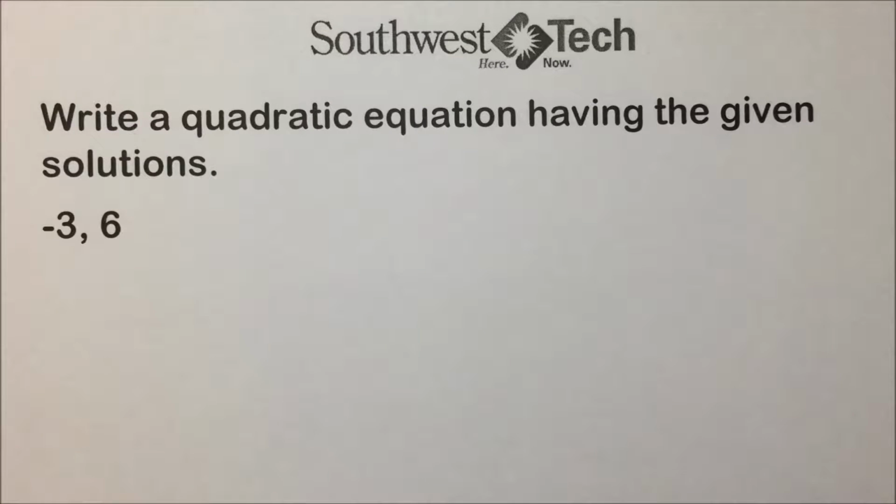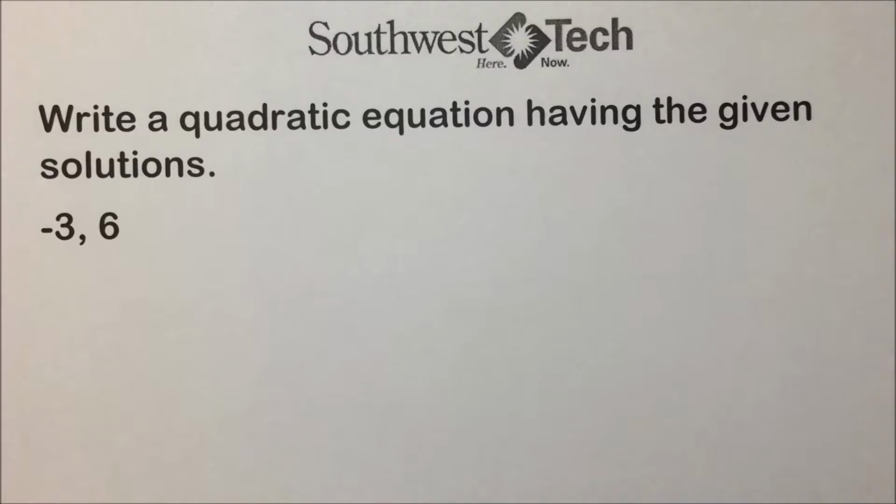Intermediate Algebra, Section 8.3, Writing Equations from Solutions. If we wish for two given numbers to be solutions of an equation, we can create such an equation using the principle of zero product in reverse. So here they're asking us to write a quadratic equation having the given solutions.